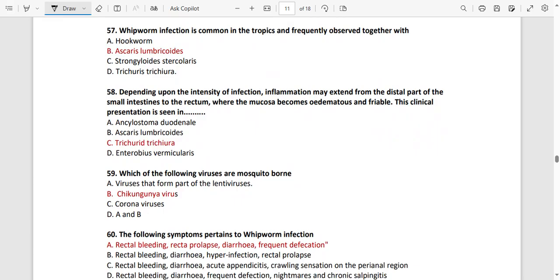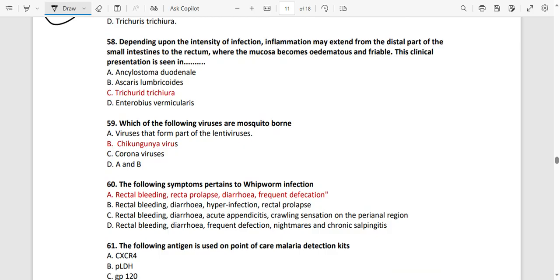57. Whipworm infection is commonly in the tropics and frequently observed together with this one someone already mentioned, isn't it? The whipworm. What is the common name for whipworm or the other name for whipworm? The Trichuris trichiura. Thank you so much, Doc. Trichuris trichiura is found together with Ascaris lumbricoides. Just think of the simplest word at Ascaris. Let's hope someone will not think of Ancylostoma in case they bring and they've put Ancylostoma there.